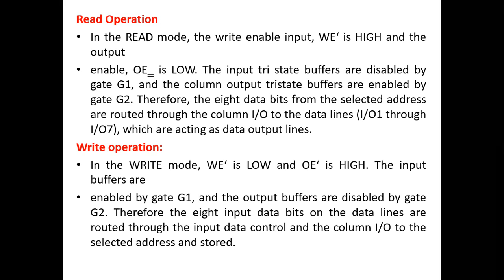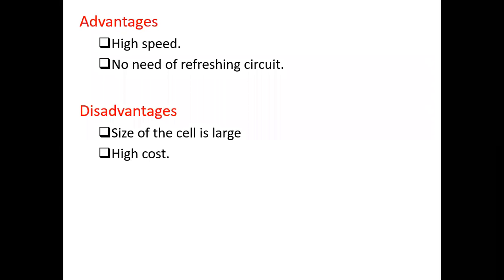Write operation: in the write mode, WE is low and OE is high. The input buffers are enabled by gate 1 and the output buffers are disabled by gate 2. Therefore, the 8 input data bits on the data lines are routed through the input data control and the column input control to the selected address and stored.